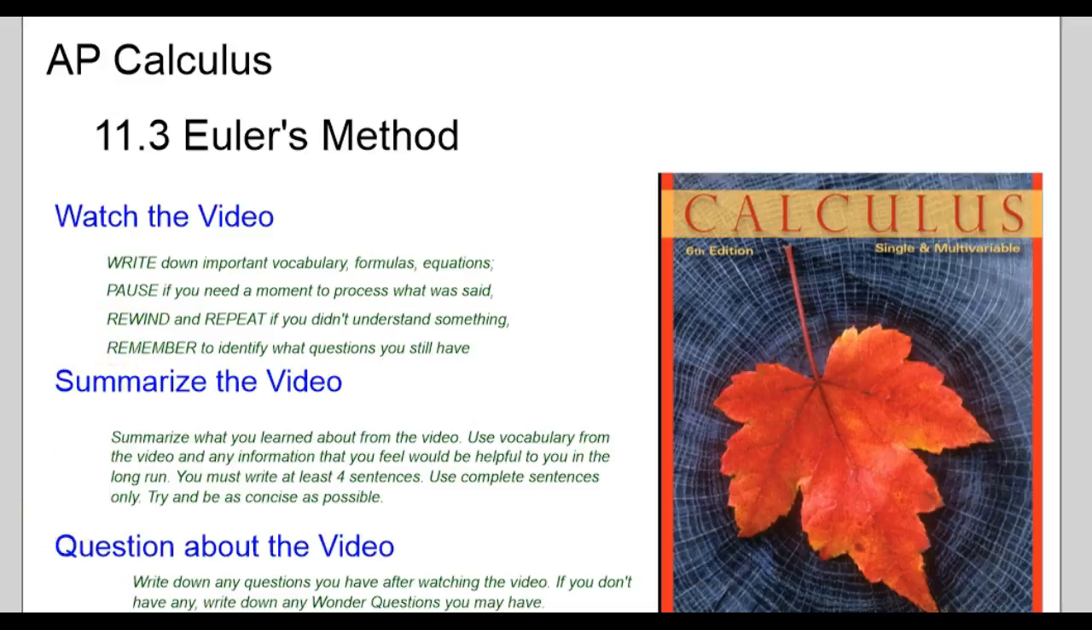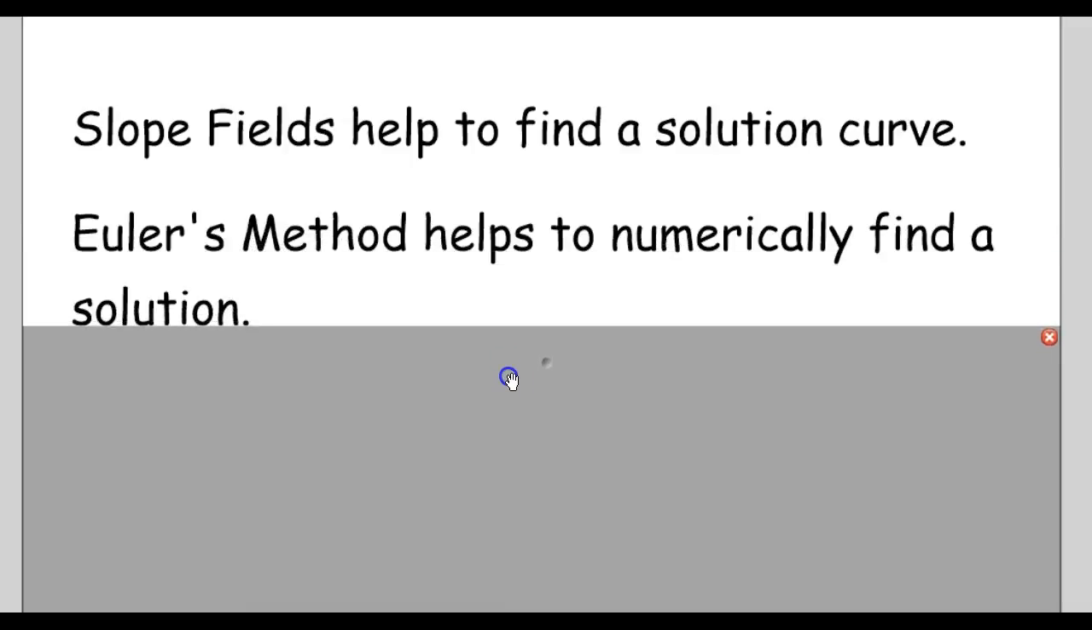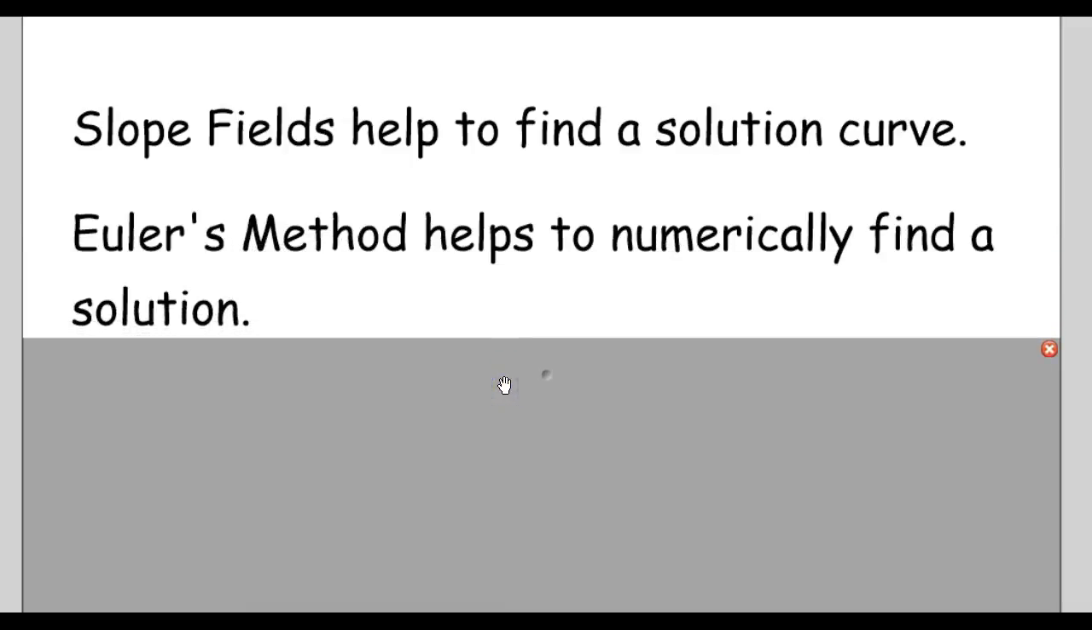All right, let's begin. Today we're going to be talking about Euler's method, and it is another method for solving a differential equation. If you recall, last video we worked with slope fields as a method to find a solution curve of a differential equation, and that is more of a graphical method. And then today we're going to work with Euler's method, which helps us to numerically find a solution, which basically means numerically is talking about data points or x and y values. And we usually link numerical with a table of values.